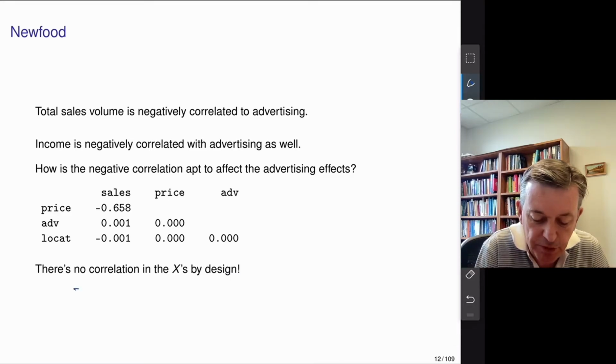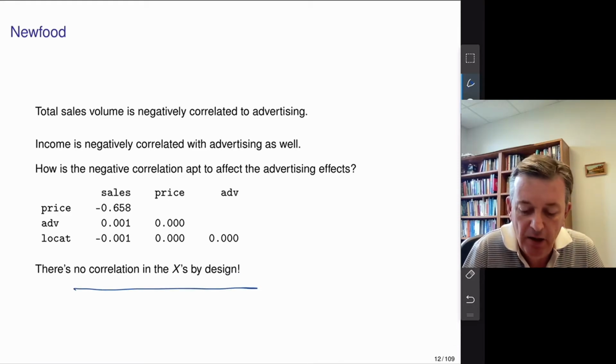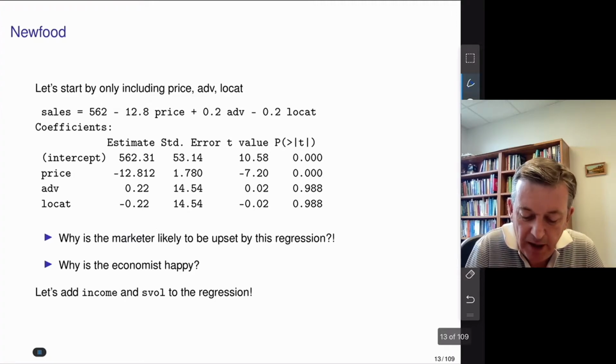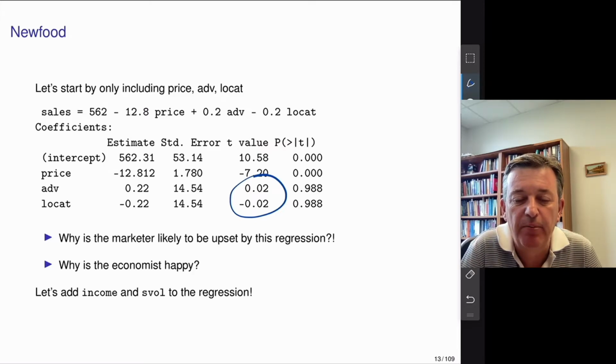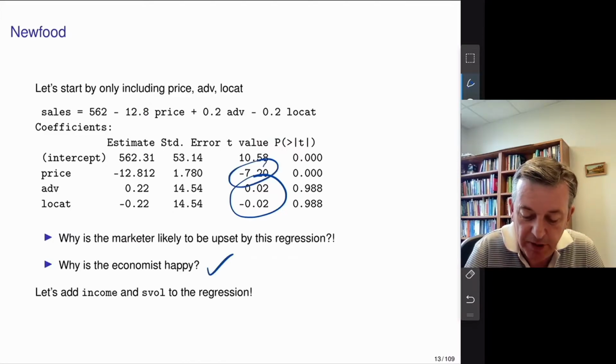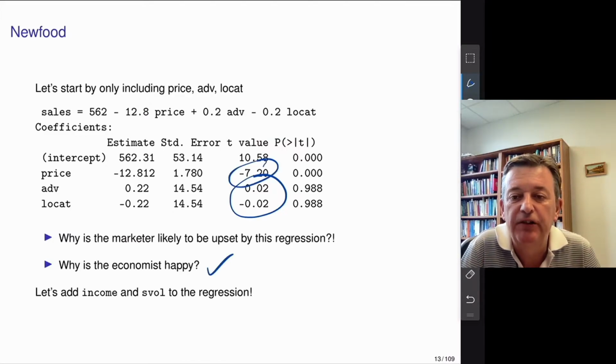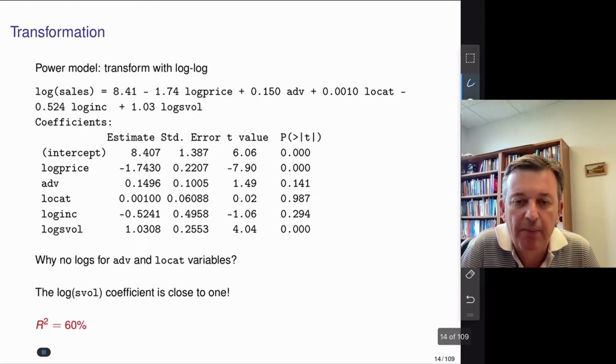So as I said before, there's no correlation in the X's by design. What happens if I run the regression? Well, it's not going to pick up the effects. We haven't incorporated all of the X variables, so you're not getting the right answer. The economist is happy because price has a large negative coefficient. If you increase price, on average sales will decrease, and the marketing person is unhappy because I haven't incorporated all of my X variables. So what happens when I go to a more sensible model?